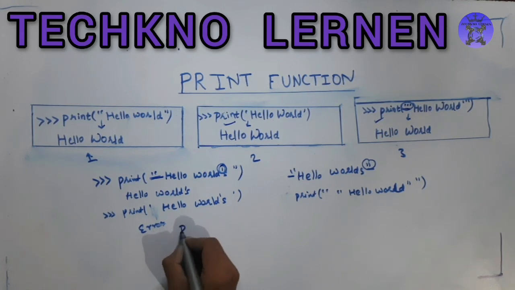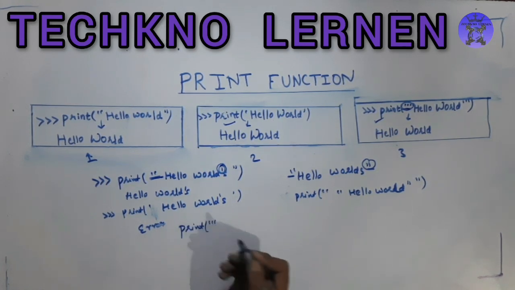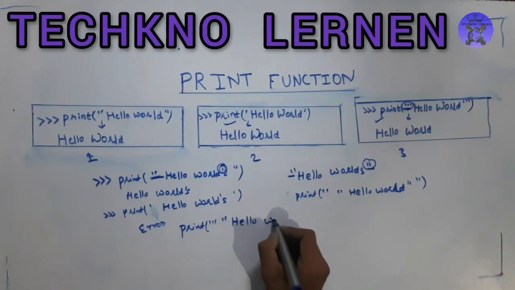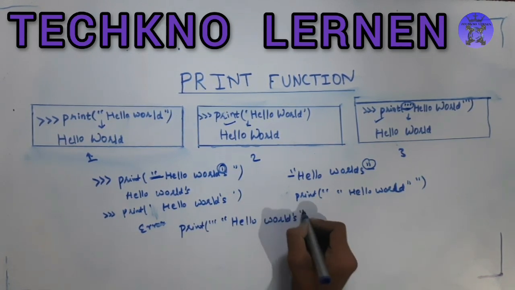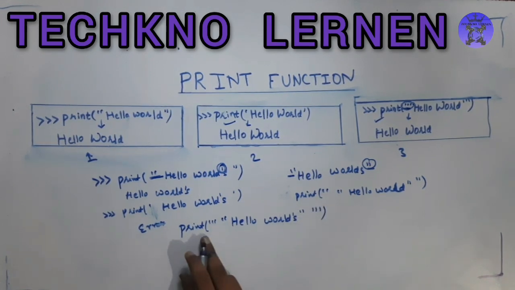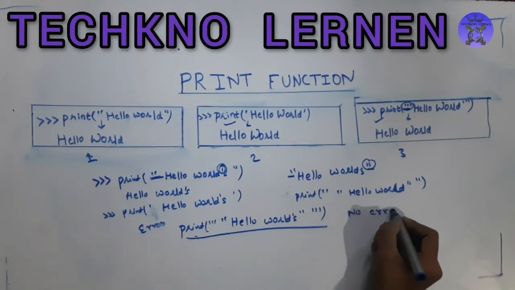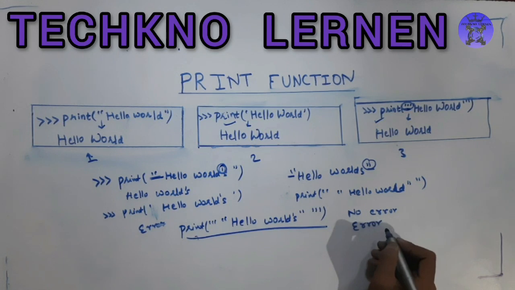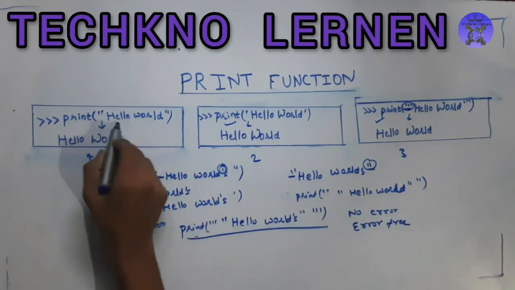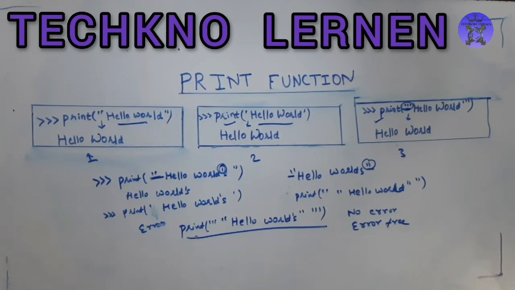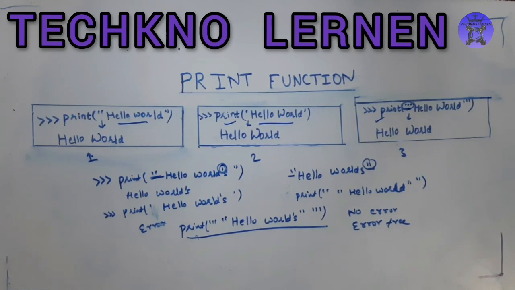So, for example, you can write print with triple inverted commas, and let us say you have to write "hello worlds" in double inverted commas, then only the triple inverted comma will work and give an error-free code, and these other two will give errors. So friends, that is all about the print function, and you can print anything inside the quoting of this. So that's all.